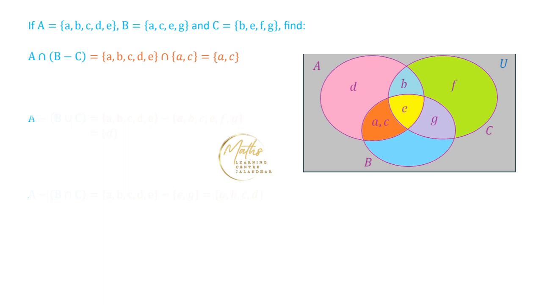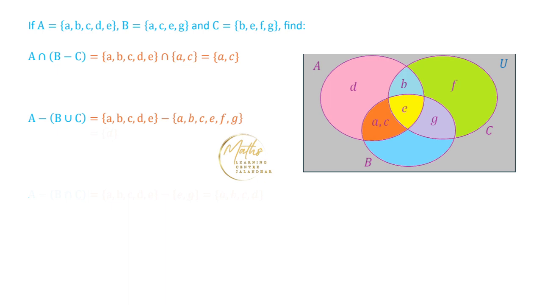Next we have to calculate A minus (B union C). When we are saying B union C, we are talking about those elements which are elements of B or elements of C. So we are left with only one element, that is D. B union C has the elements A, B, C, E, F, G. And the elements of A are A, B, C, D, E.